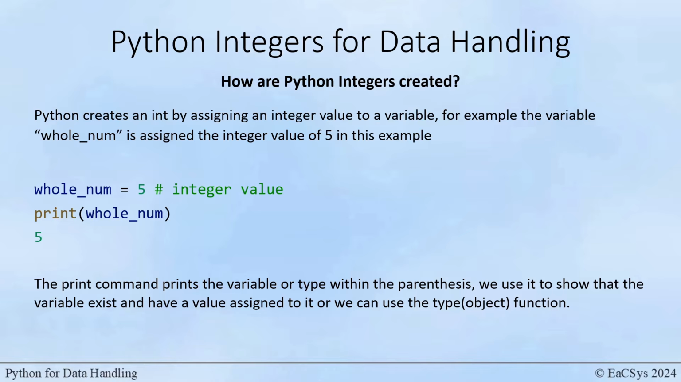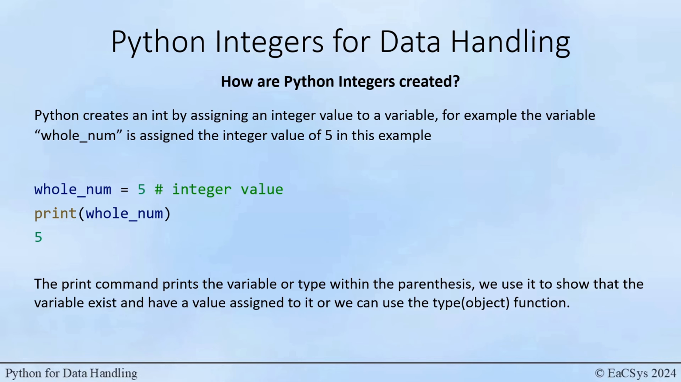And in this example, we assign the variable whole num the value of 5, and we will put a comment next to it. So in this example that you can see on your screen, we take the variable whole num, we assign it the integer value of 5 with the equality sign. So we have whole num equals 5.